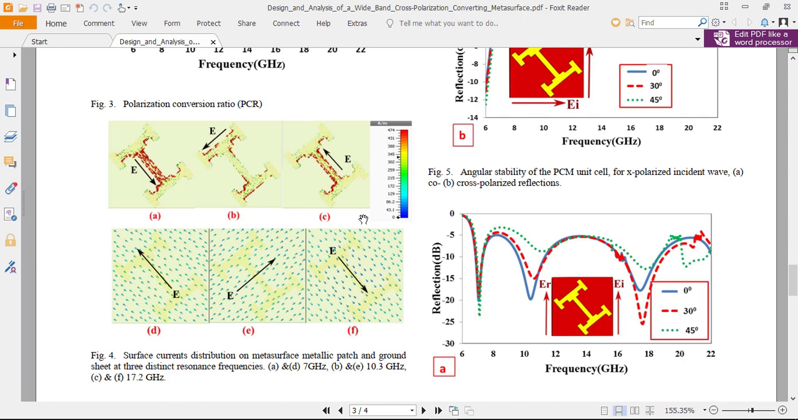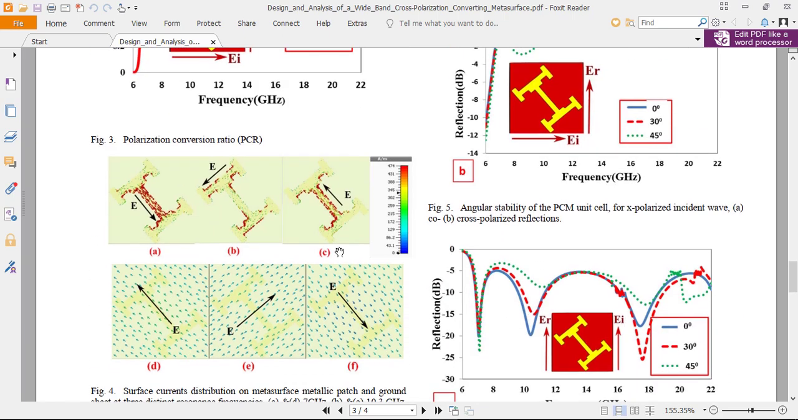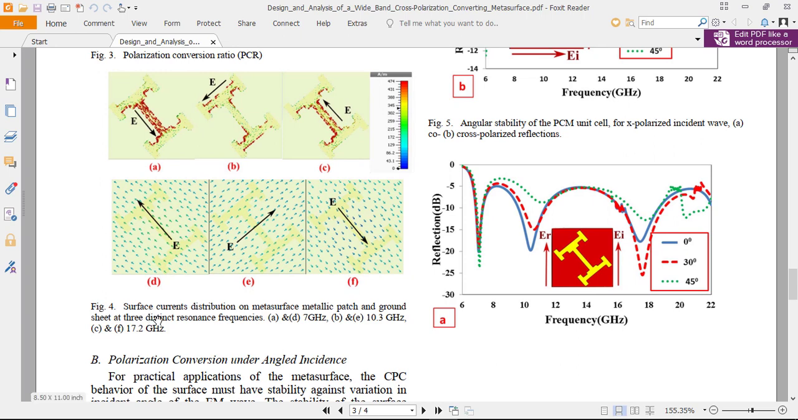In this video we will learn about the surface current distribution and the behavior of the current distribution at the ground and the patch. The surface current distribution at 7 GHz, 10.3 GHz and 17.2 GHz.